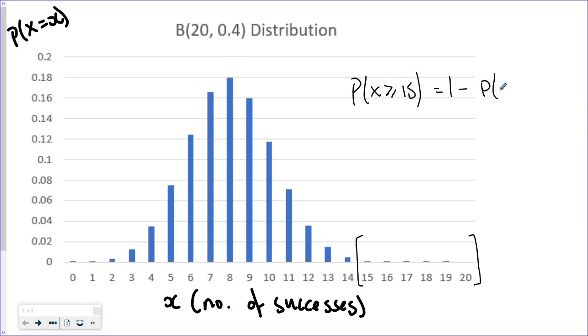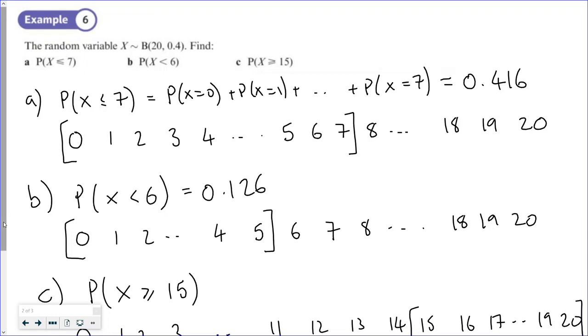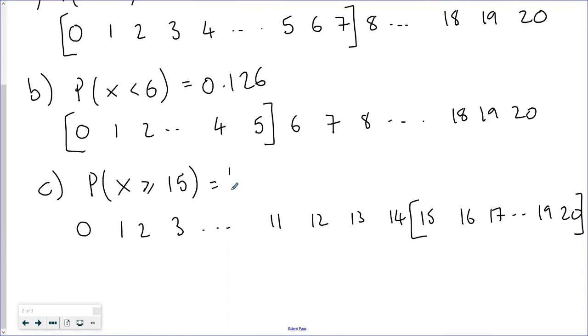1 minus the probability of x being less than or equal to 14. We're basically going to do 1, which is the total, subtract these probabilities here. And that's going to leave me with this probability in this region here. So let's write that down. We're going to do 1 minus the probability of x being less than or equal to 14. We're going to subtract the probability in this region here.